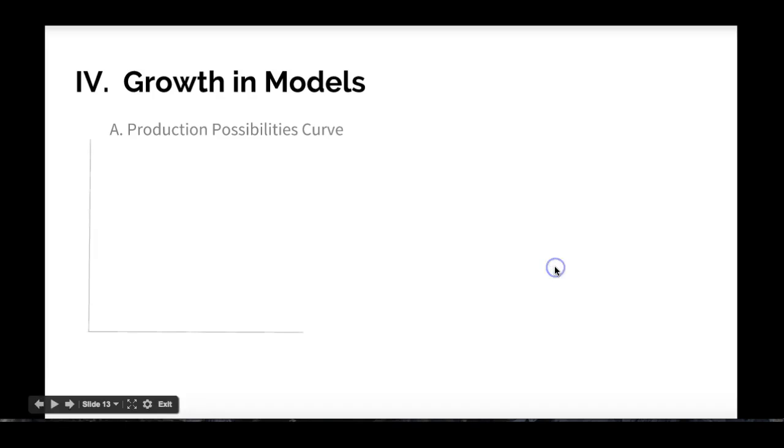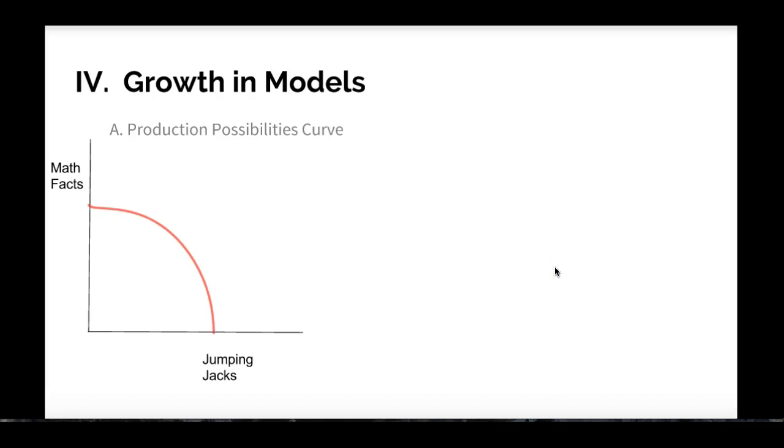So if you remember, we did the activity in class where we were talking about jumping jacks and math facts. Remember that? And we had everybody do jumping jacks for 1 minute, and then everybody do math facts for a minute, and then we split you. And what we found is that we found the curve that looked something like this, and so it was bowed out. Remember, it's bowed out because we have increasing opportunity costs.